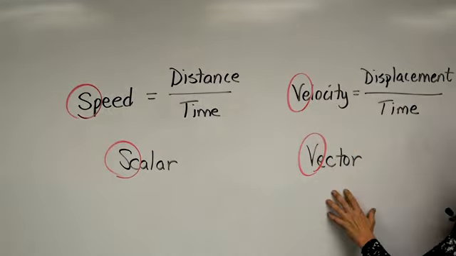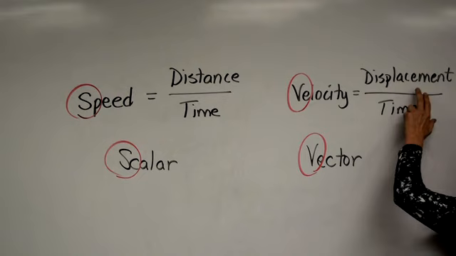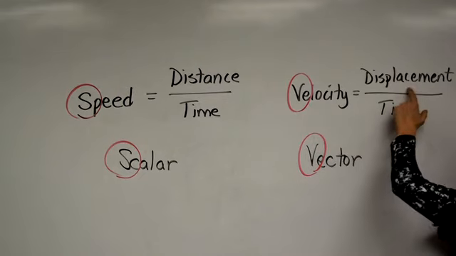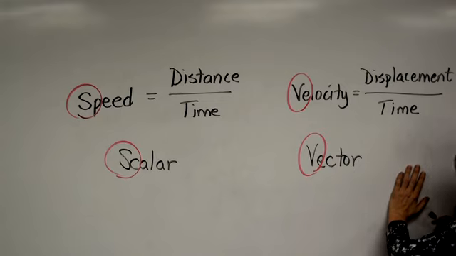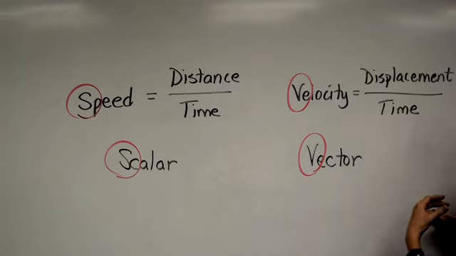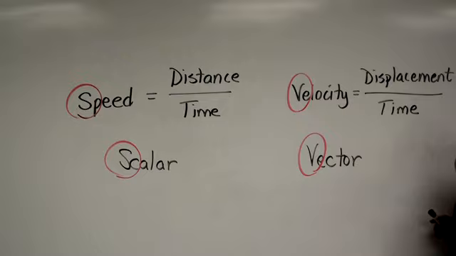Because velocity is a vector, we care about the magnitude and we care about the direction. So incorporated into the calculation of velocity is the displacement, which is also a vector, which already incorporates the importance of the direction in the displacement and subsequently in the velocity.